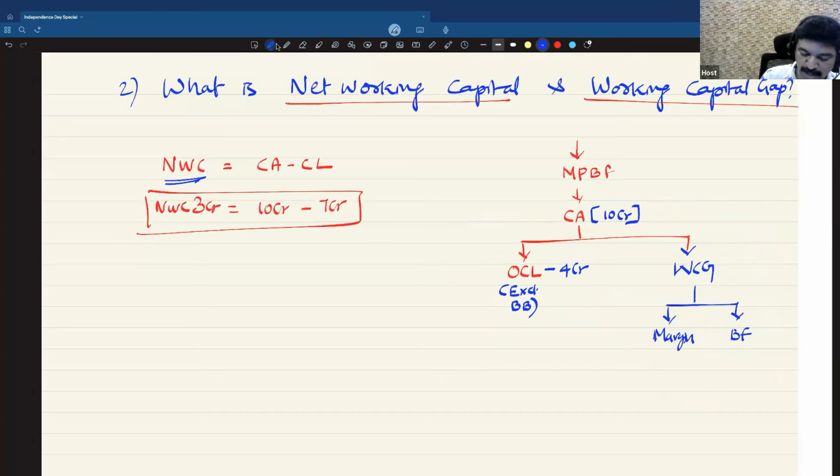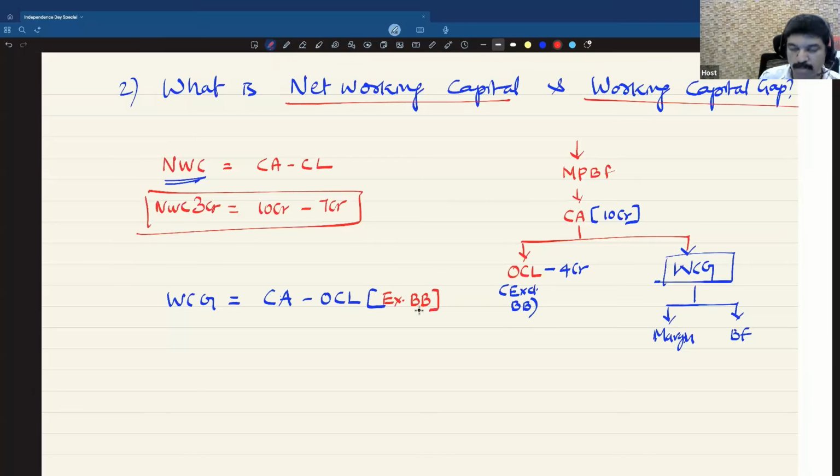Okay, so let's be clear. What is working capital gap? Net working capital, we have an idea. Working capital gap is nothing but the current asset minus other current liability. Here we are excluding bank borrowing. Is this clear? If it is clear, just give a thumbs up so we can move on to the next.